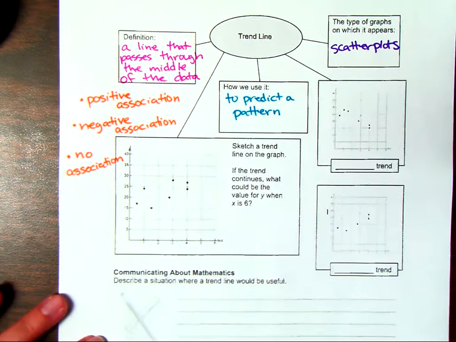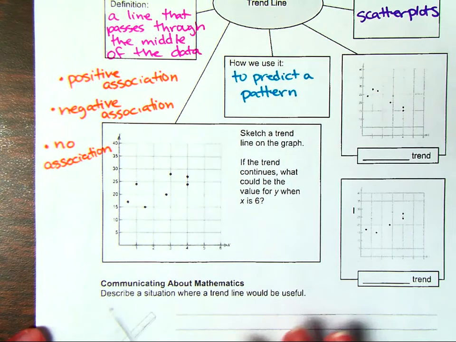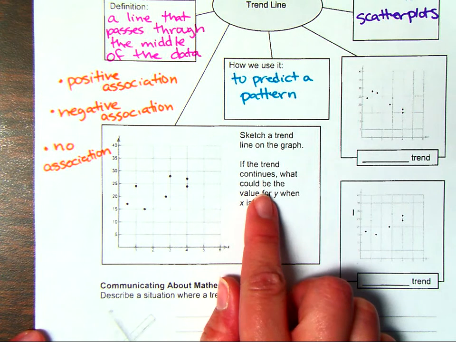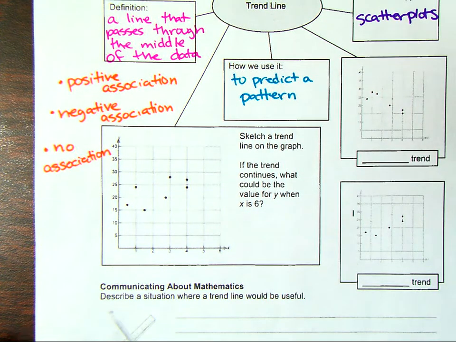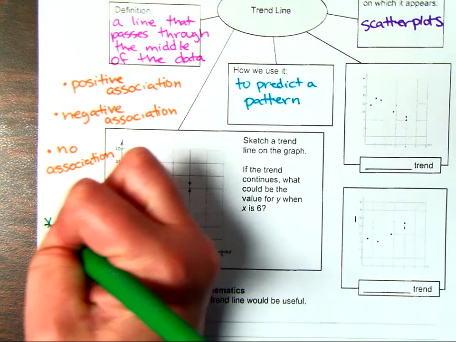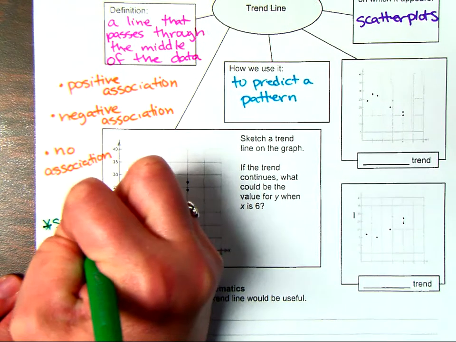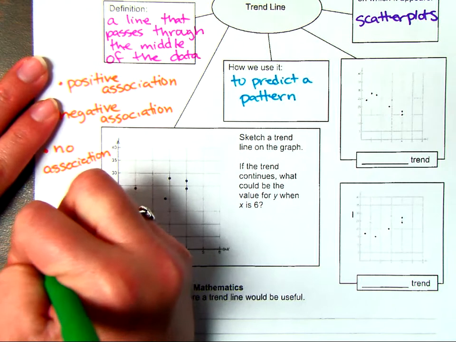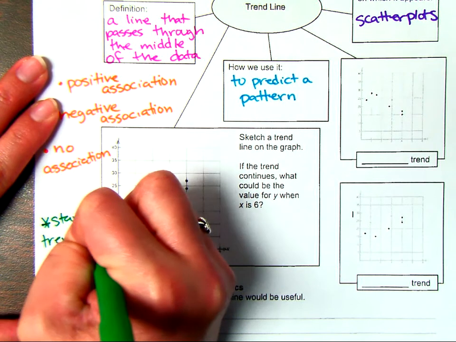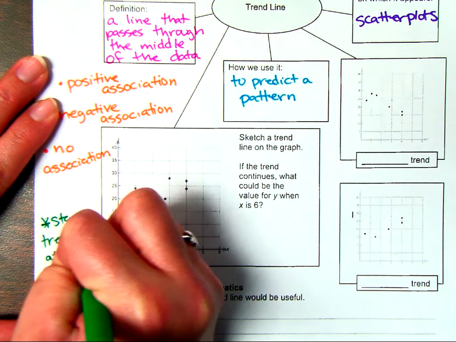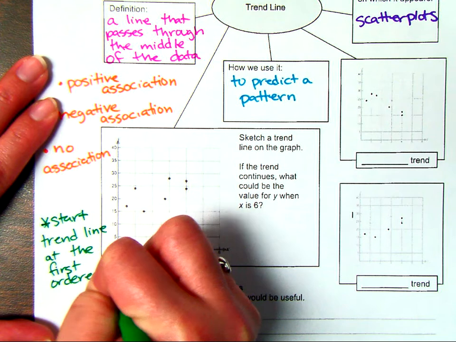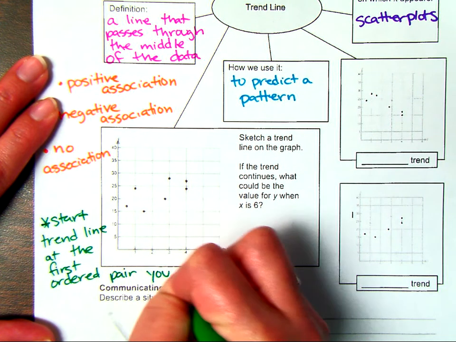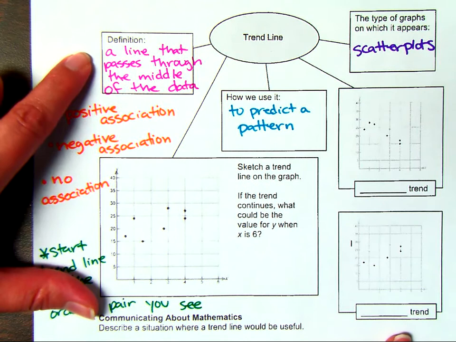So here's what we're going to do. First, we're going to sketch a trend line on the graph. If the trend continues, if there is a trend, what could be the value for y when x is 6? When you make a trend line, you are going to start at the first ordered pair you see, and we're going to pass through the middle of your data.